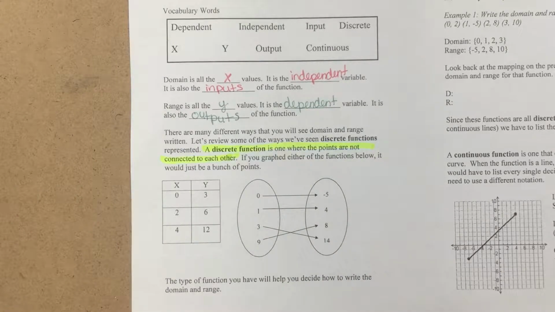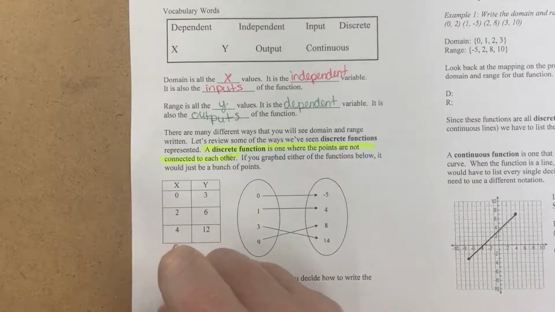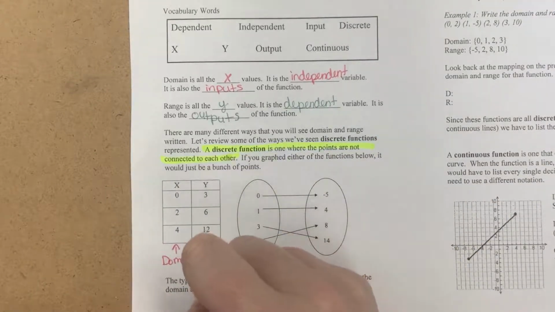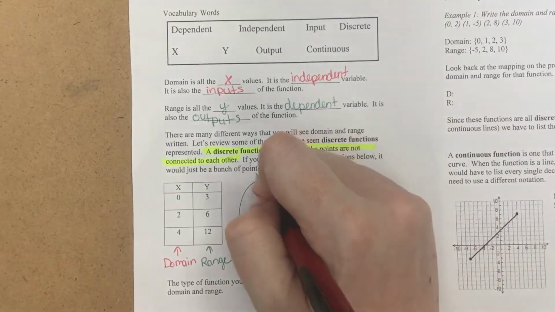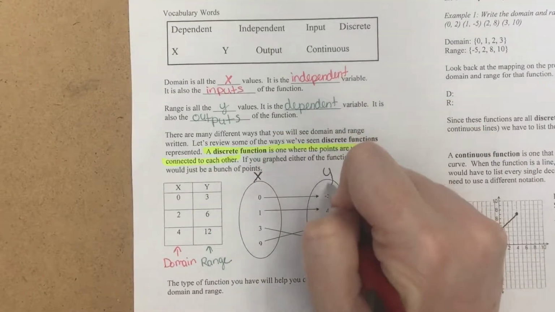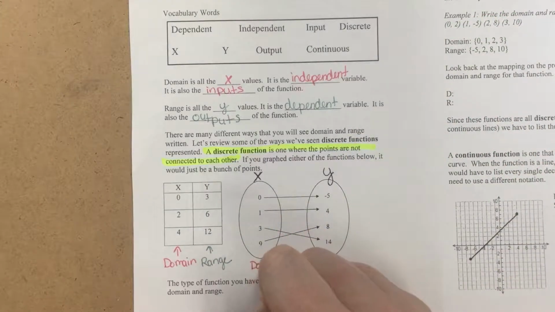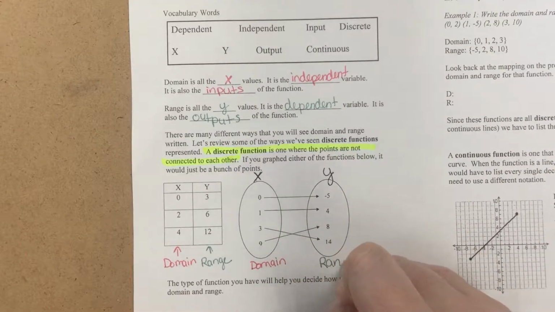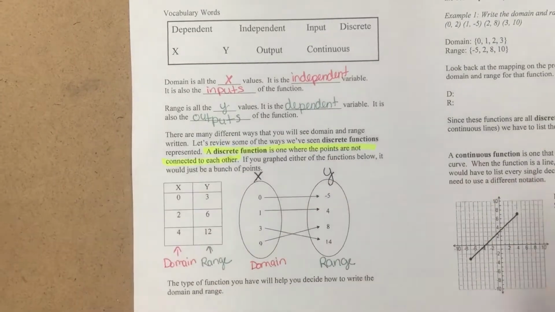All right, and like we just said, domain is x and range is y. So for this one, that's your domain. It's just those three numbers. And then this would be your range, those three numbers. When you're dealing with a mapping, remember the first bubble are your x's and the second bubble is your y's. So it's the same thing. That's your domain. And that's your range. And for discrete, it's really easy. All you do is just write those points down.